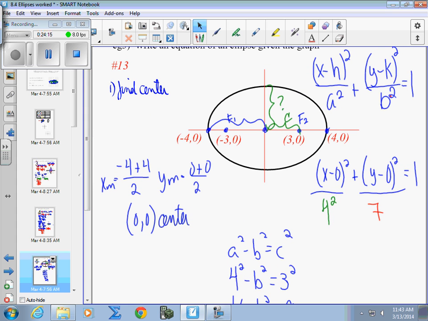So for that particular ellipse, the equation would be (x minus 0) squared over 16 plus (y minus 0) squared over 7.